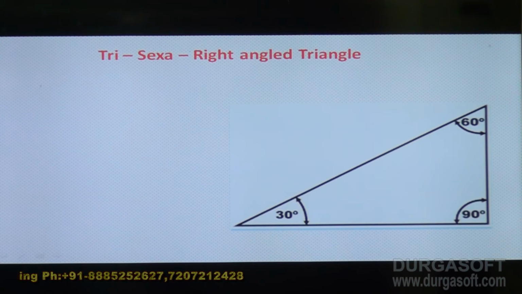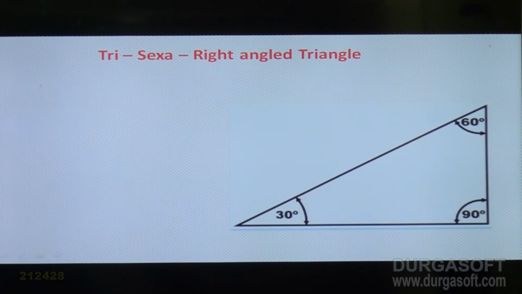And if we go for the next triangle, which is trisexa right angle triangle. If we observe in the figure, this is the actual figure for trisexa right angle triangle. If we observe in this figure, all the angles are given in this form.